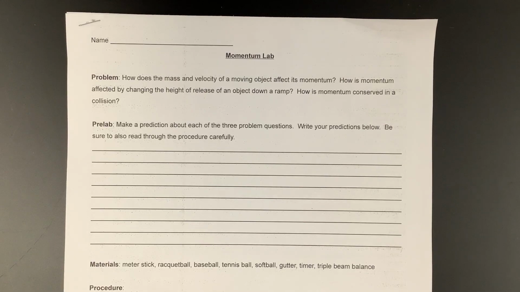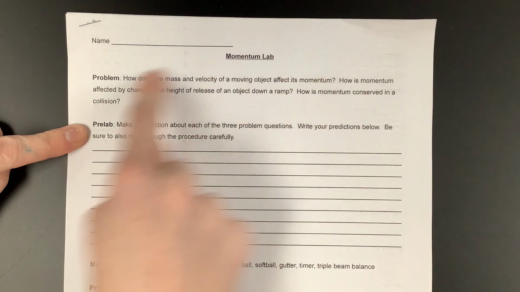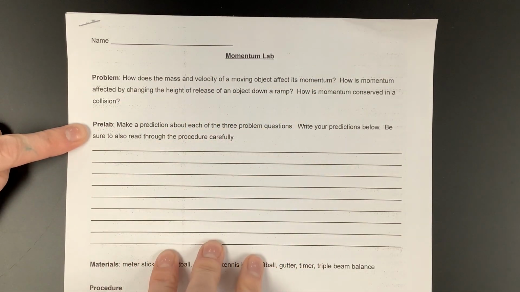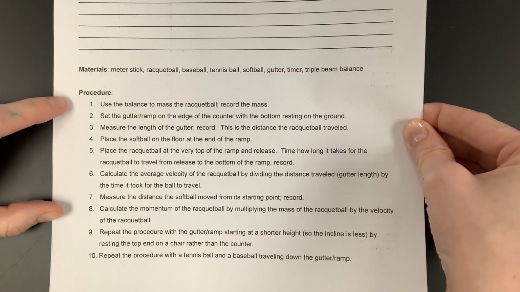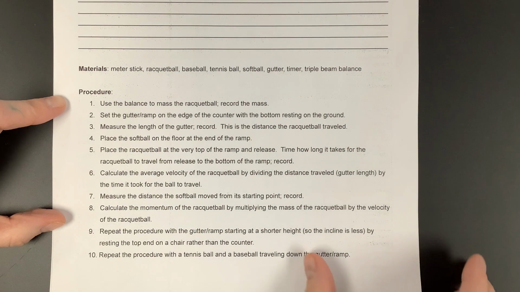Okay, read through the problem statement. Your pre-lab says to make a prediction about each one of these three problem statements, and then write your predictions below. Be sure to also read through the procedure carefully. So there's your procedure. Read all of that carefully.